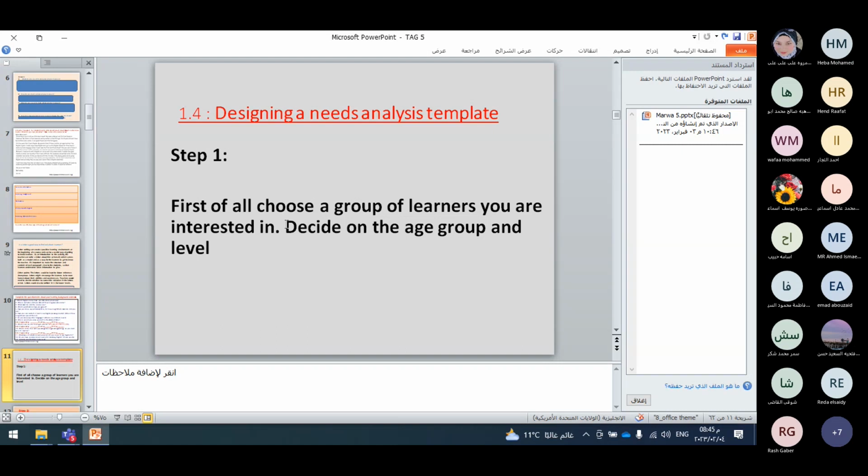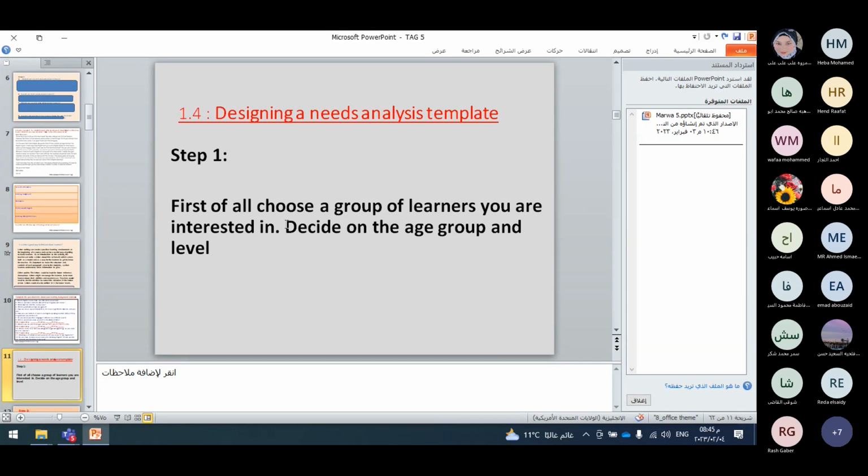How to design a template of a needs analysis? We have two steps. The first step is, first of all, you choose a group of learners that you are interested in. Decide on the age group and level. So first, you try to think about the age and the level.